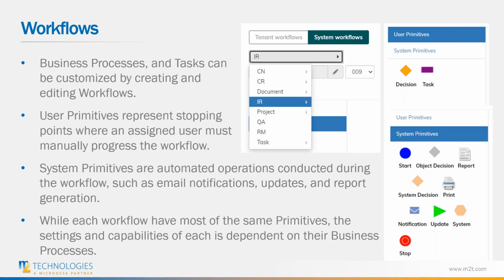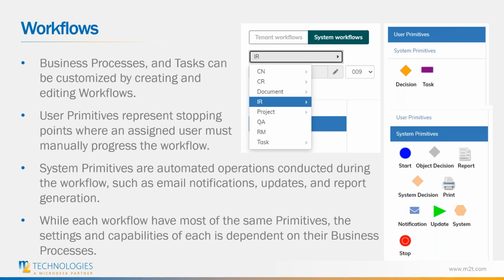Next, we have our workflows. So our workflows are what control a number of different things, namely our business processes, but we also can create custom workflows for tasks or for our document approvals. So when we're creating these workflows, it's built out by linking together a series of what's called primitives. We have user primitives and system primitives.